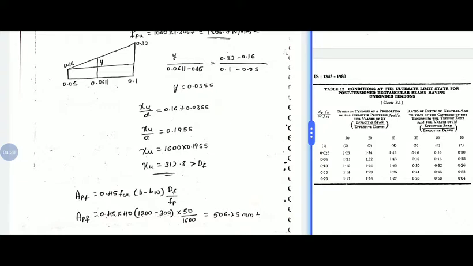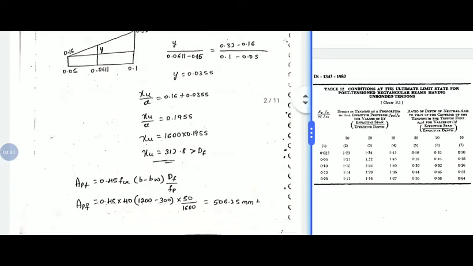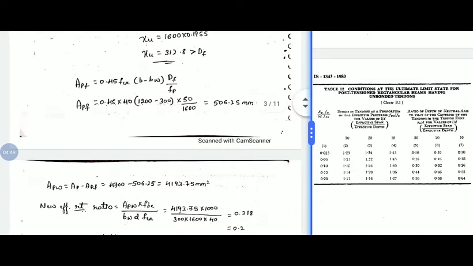So we need to find out the area of pre-stressing steel in flange and web. APF, that is area of steel in flange, is 0.45 FCK into B minus BW into DF by FP. On simplifying we will get 506.25 mm square. Further APW, total area of steel minus area of steel in flange, we will get 4193.75 mm square.